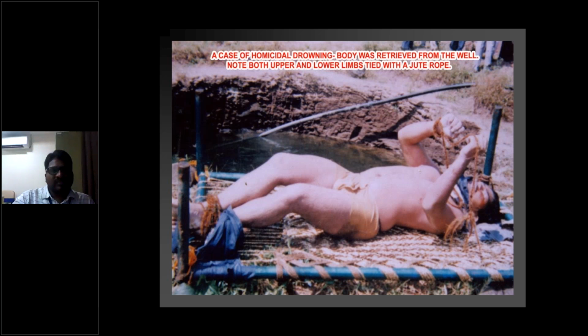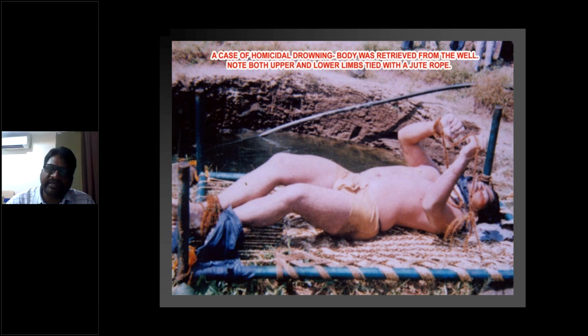So now we can see a typical case of homicidal drowning. The body was retrieved from the well, with both upper and lower limbs tied with a jute rope. See, he is an adult, stout and strong. It is very difficult to kill this person by drowning, because he is an adult and strong. So here what happens? If you tie the hands and legs and throw him into the water, he can't swim. That's why homicidal drowning is possible.